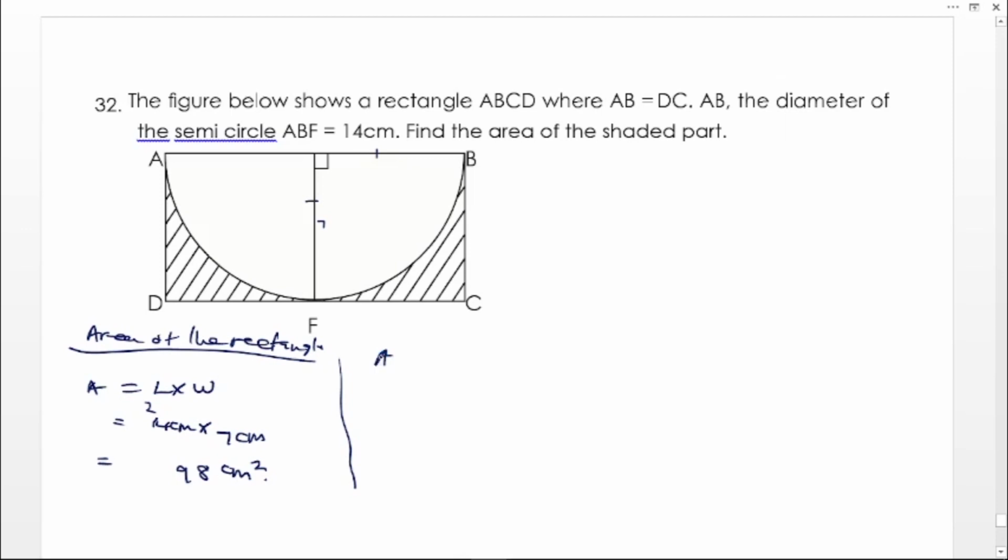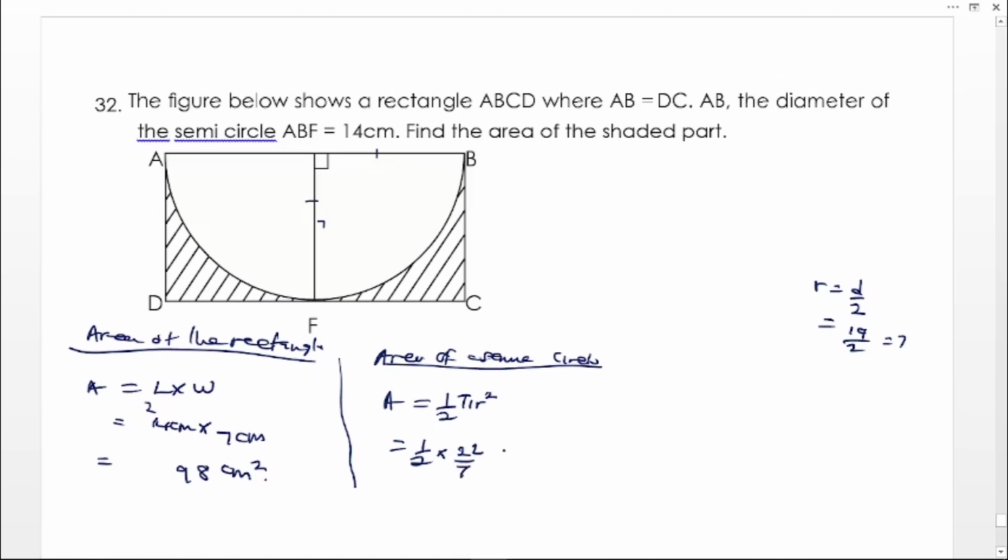Then after that, we get the area of the semicircle. Area of a semicircle is equal to a half pi r squared. So this is a half times pi times r squared. What is our radius? Remember to get radius from here, radius is equal to diameter divided by 2, which is 14 by 2, which is 7. So half times 22 over 7 times 7 times 7 centimeters squared, because it is area. 7 by 7 1, 1 by 2 is 11. 11 times 7, 77 centimeters squared.